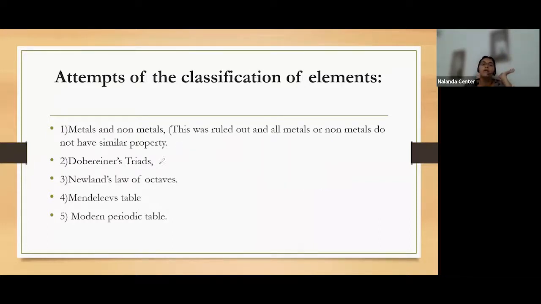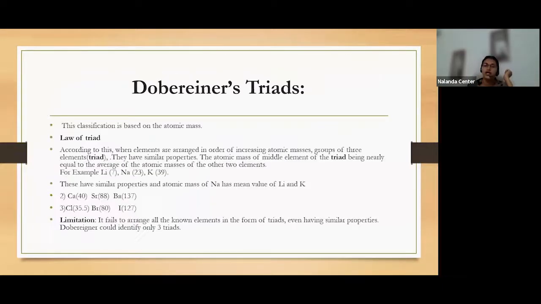Now what about Dobereiner's triad? Dobereiner's triad, Newland's way of classification, Mendeleev's way of classification, and the modern periodic table were other attempts at classifying the elements which were known. We are going to see the merits and demerits of each of these. The first one is Dobereiner's triad.